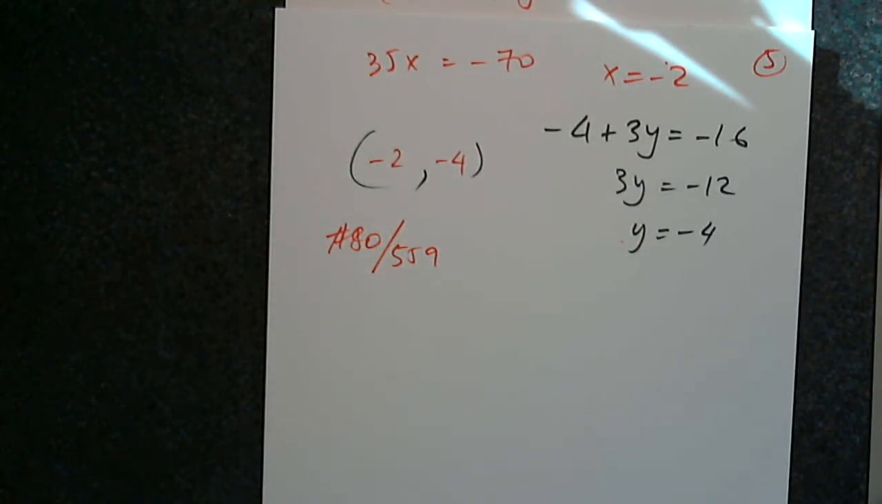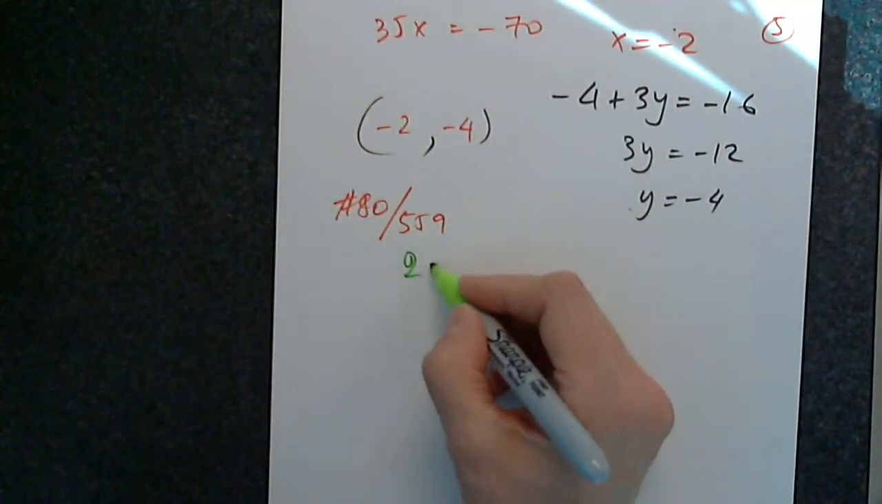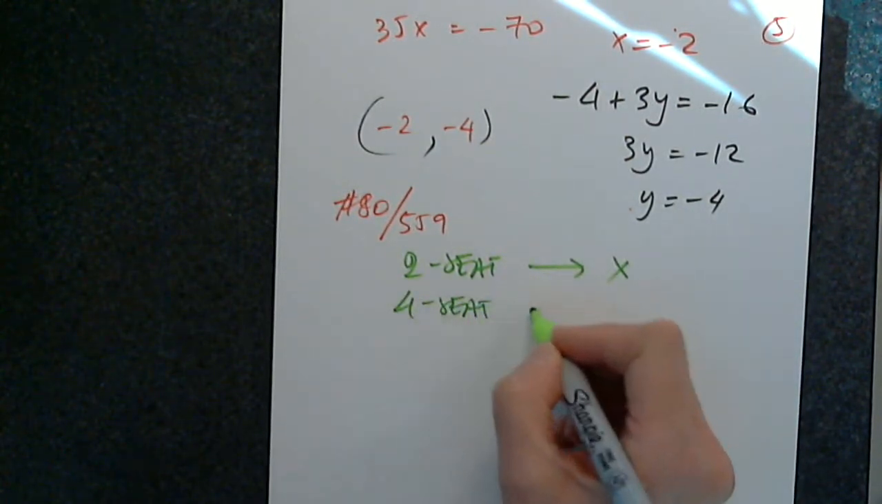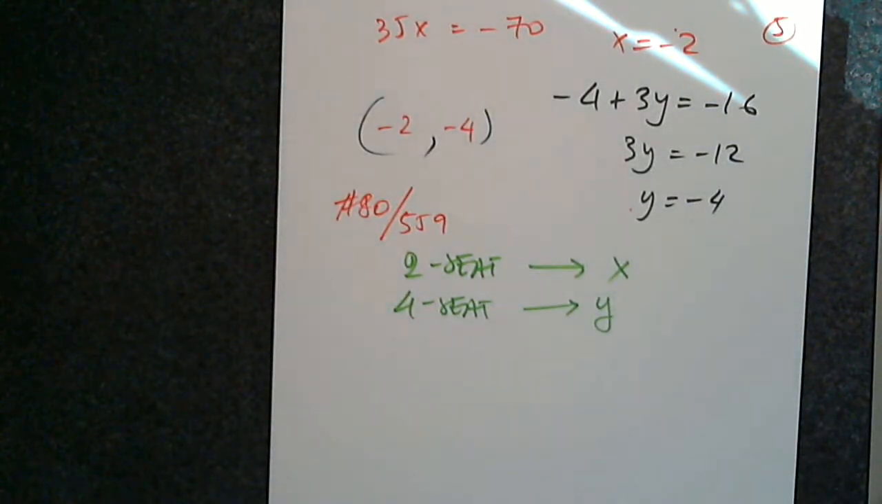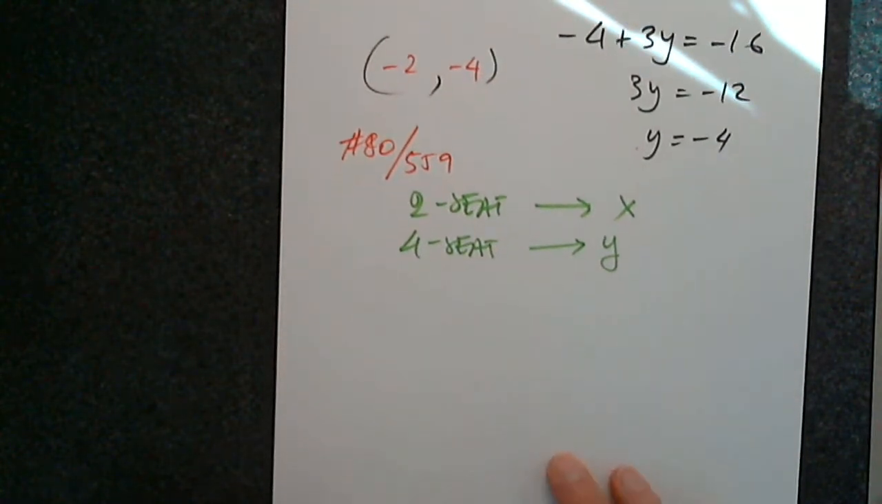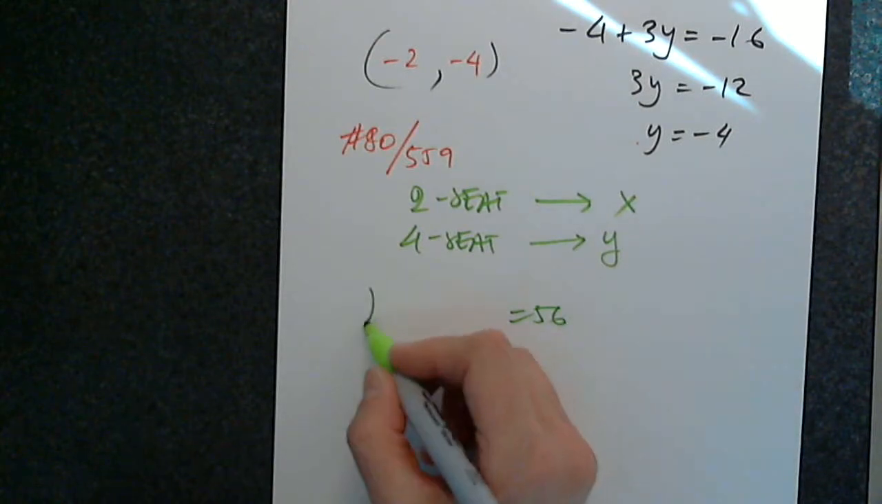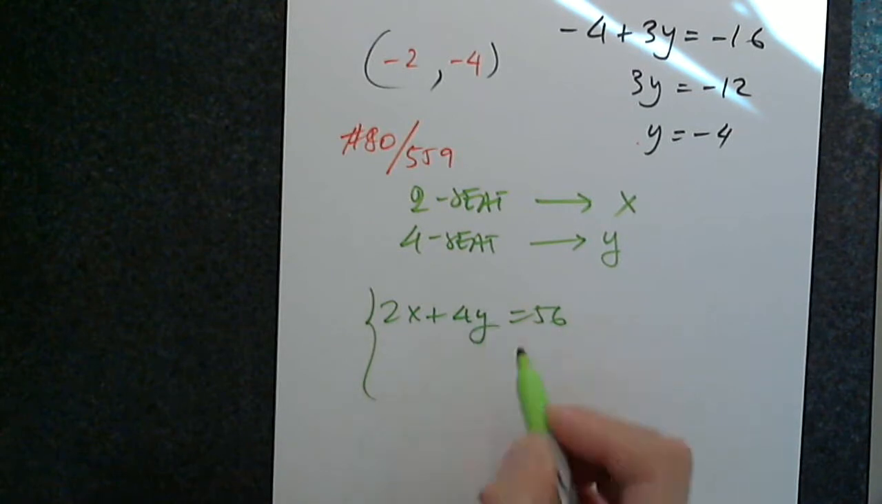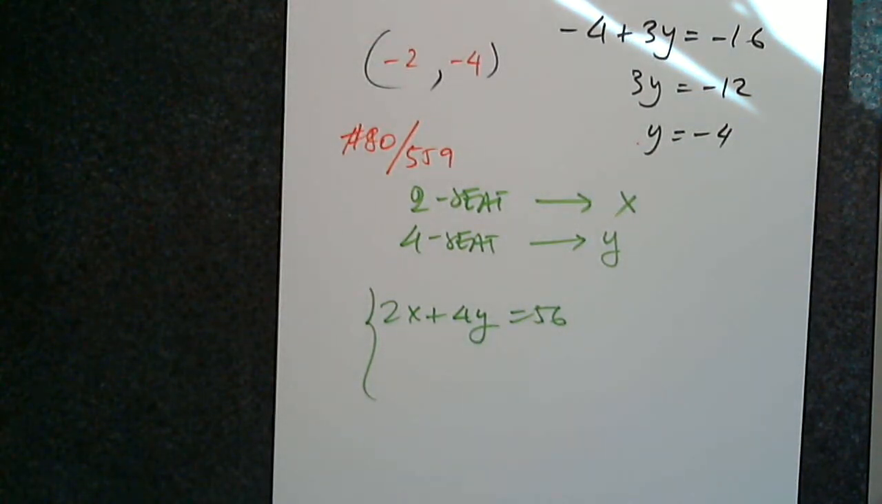Okay, so a new restaurant is to contain 2-seat tables and 4-seat tables. So 2-seat, I'm going to call it x. 4-seat, I'm going to call it y. So it says, fire codes limit the restaurant's maximum occupancy to 56 customers. Equals 56. So 2x plus 4y equals 56. Excellent. Very good. Let's read on.